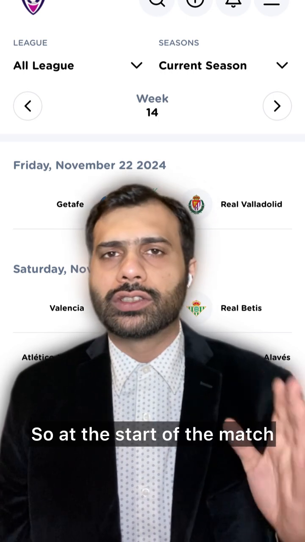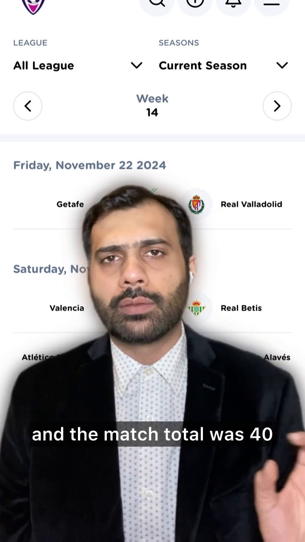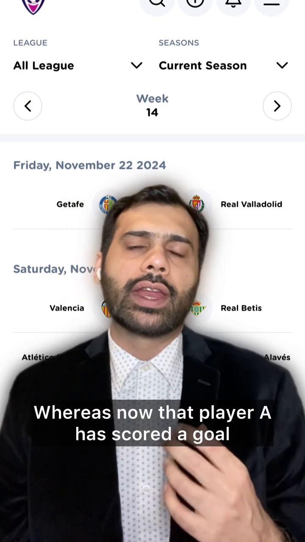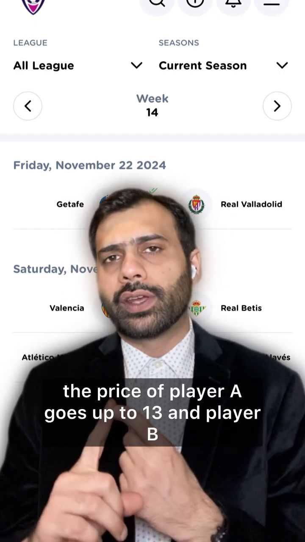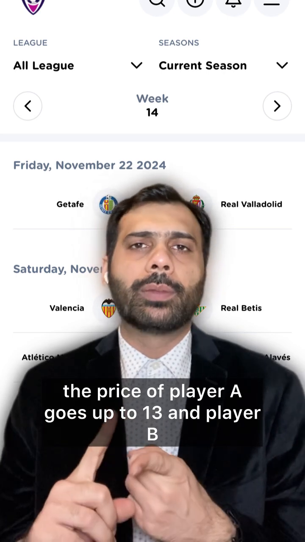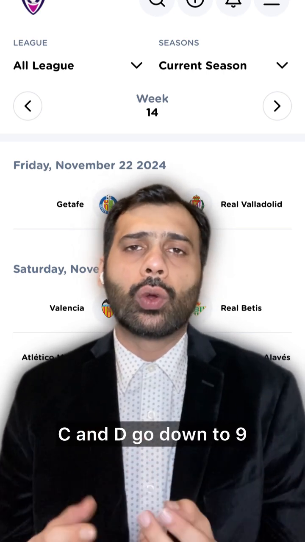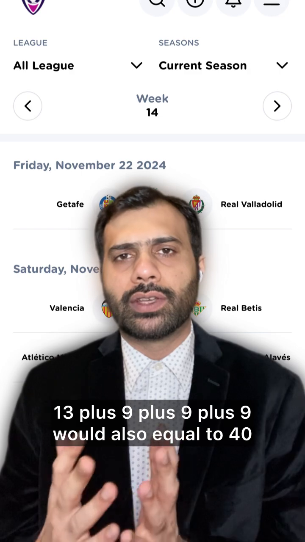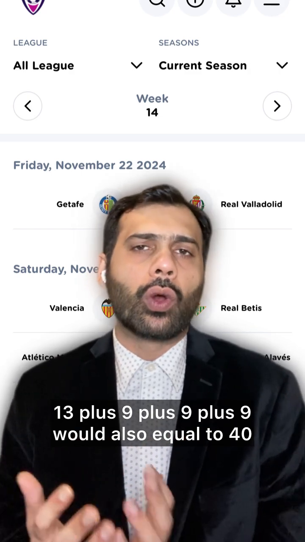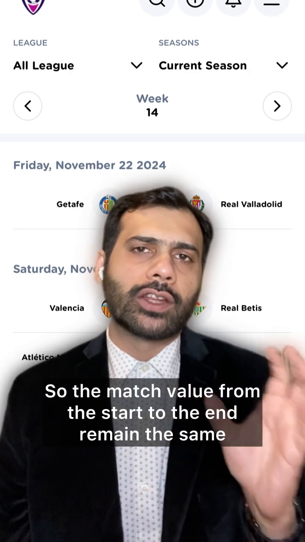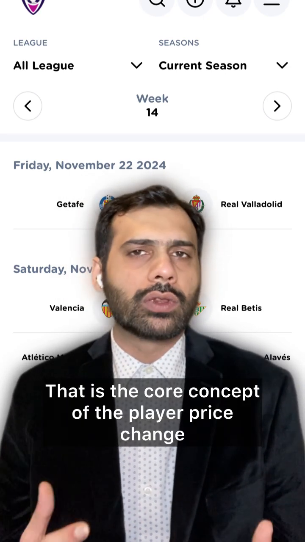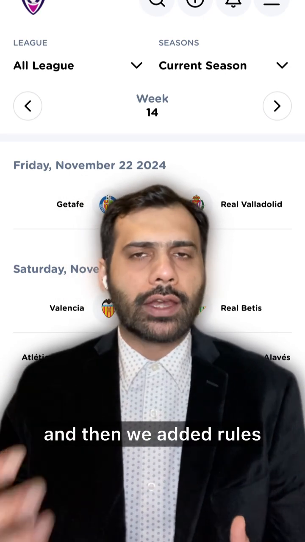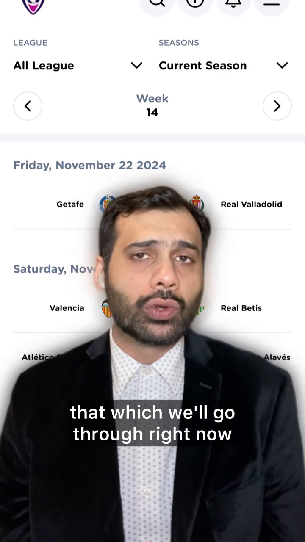So at the start of the match, all four were 10 and the match total was 40. Whereas now that player A has scored a goal, the price of player A goes up to 13 and player B, C, and D go down to 9. 13 plus 9 plus 9 plus 9 would also equal 40. So the match value from the start to the end remained the same. That is the core concept of the player price change. And then we added rules on top of that, which we'll go through right now.